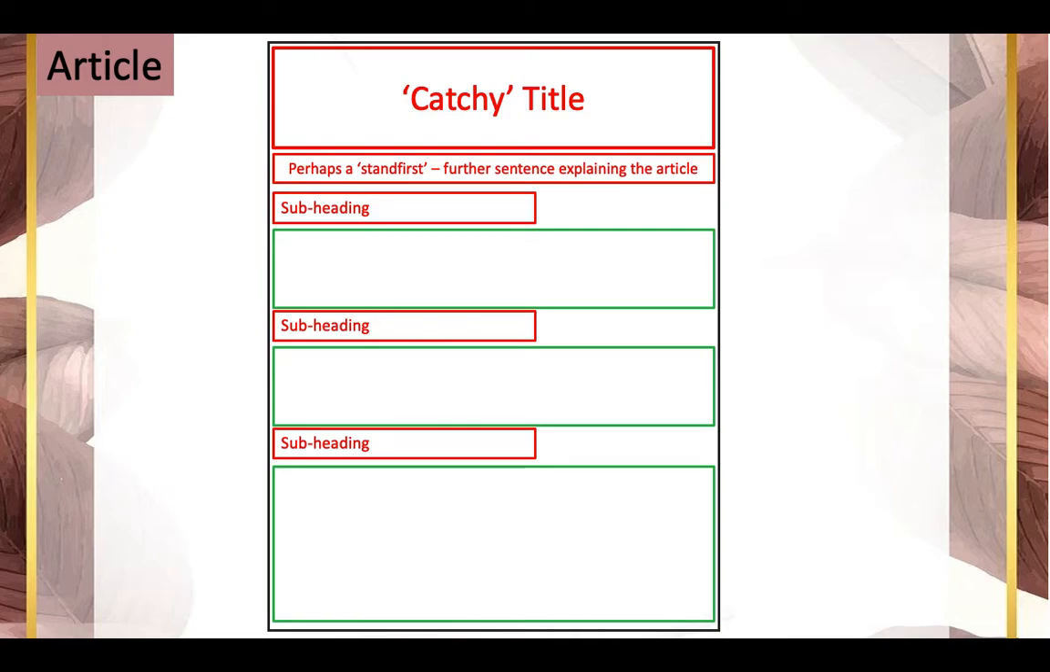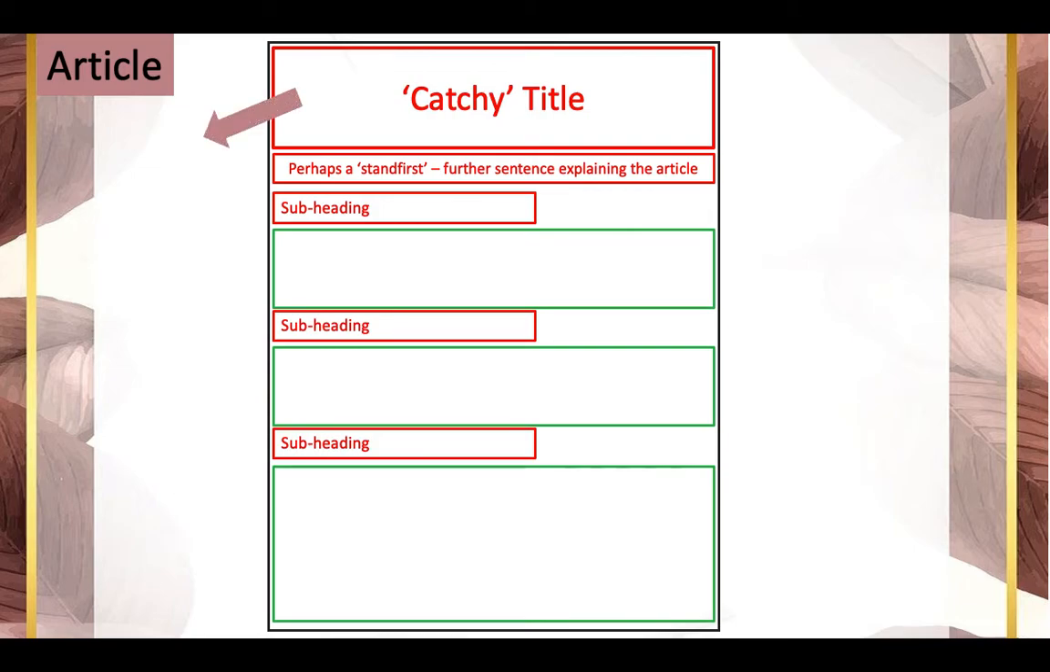So if we imagine that this is one side of A4 in your exam booklet, this would be the first side, and then any consecutive sides after this would not have a title and a stand first, but they would still have these subheadings and paragraphs. So let's have a look at what is expected for each section then.